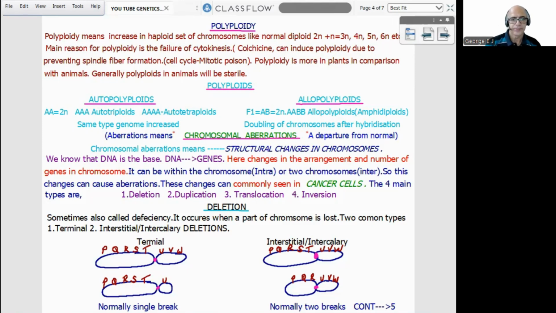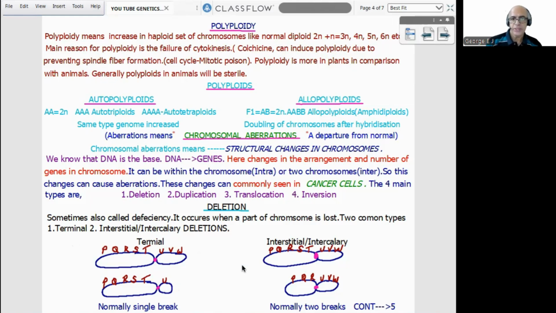Now deletion. Deletion is sometimes also called deficiency; different scientists use different nomenclature and classification. It normally occurs when a part of chromosome is lost. Two common types: one is terminal deletion, the other is interstitial or intercalary deletion. From the diagram you can see what terminal deletion is. That part will be lost. So normally when deletion takes place from the terminal side, only one break is needed.